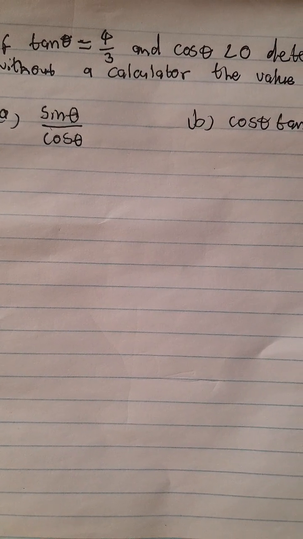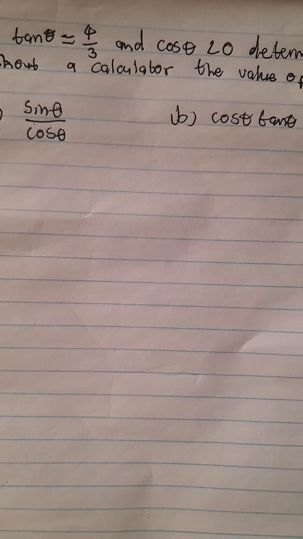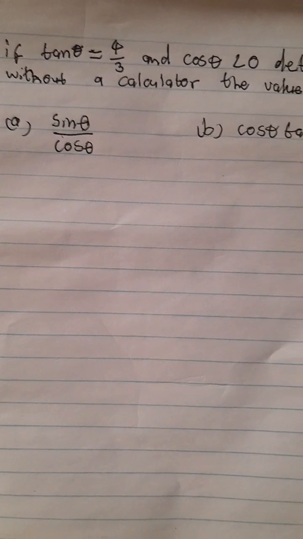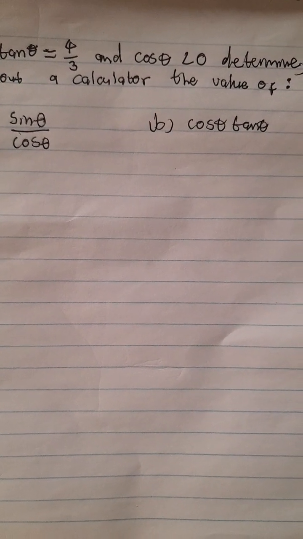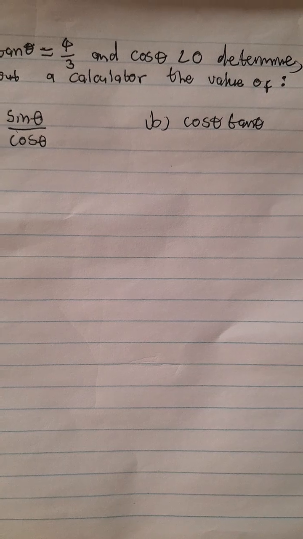So if tan theta is equal to 4 over 3 and cos theta is less than 0, determine without a calculator the value of, firstly, sin theta all over cos theta. Second question, cos theta and tan theta.